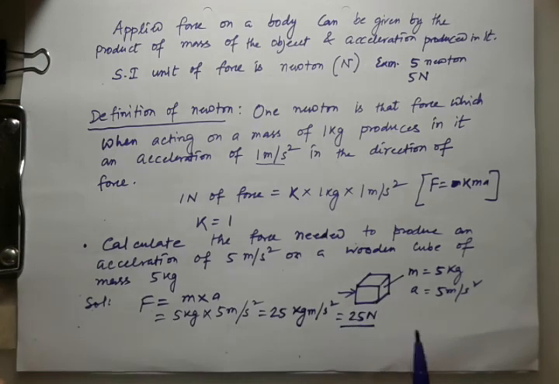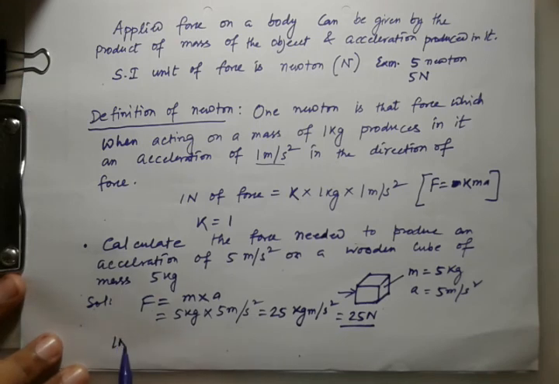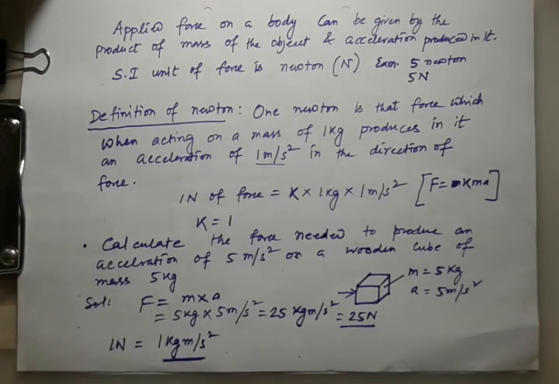Also I want to say one thing that I forgot to tell: 1 newton is equal to 1 kg meter per second square. This entire thing is also known as 1 newton. Okay, 1 kg meter per second square. So thank you very much.